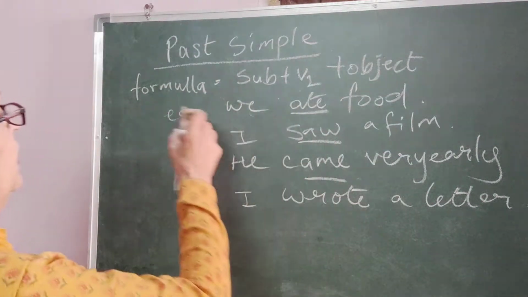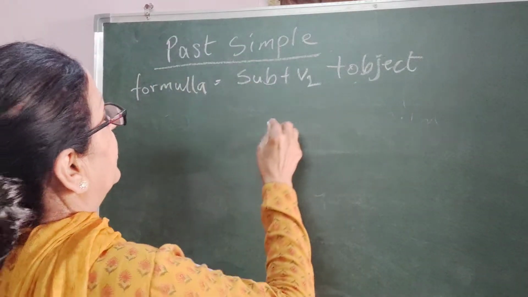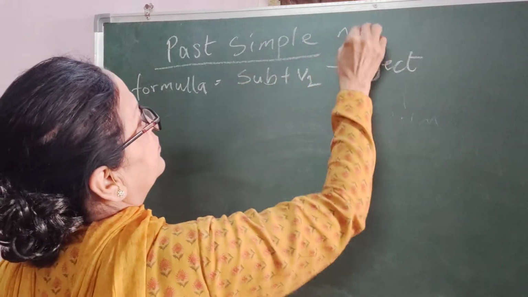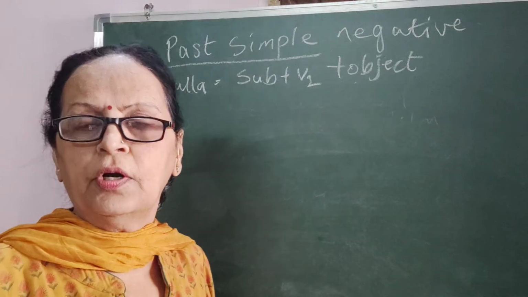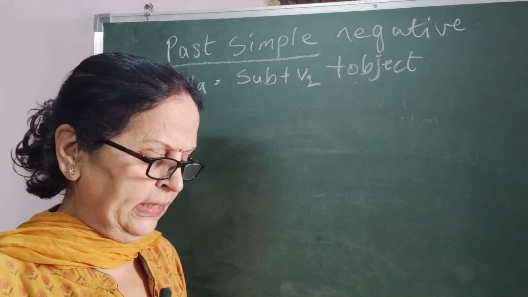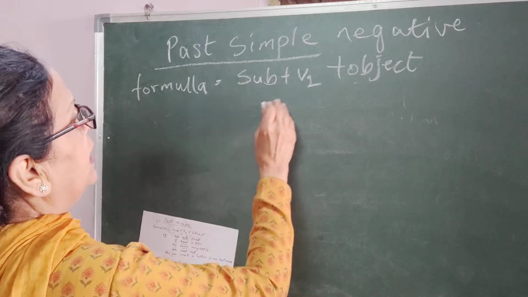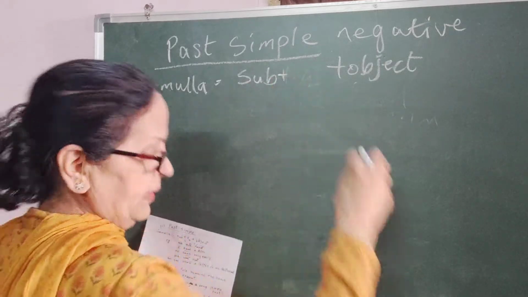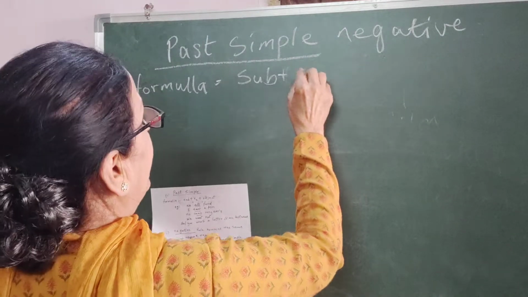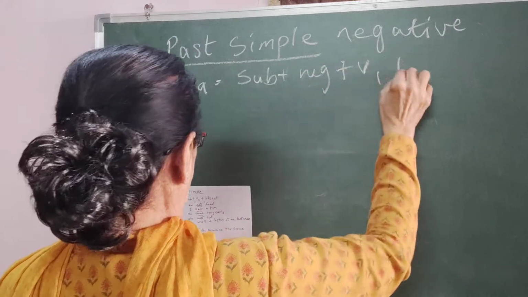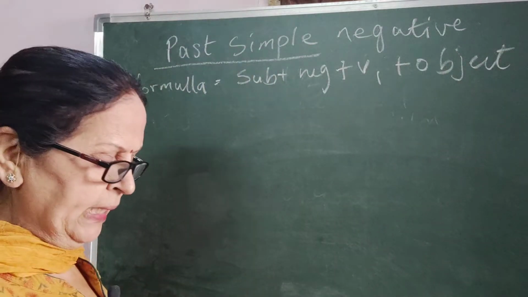Now we proceed with the past simple negative sentences. For negative sentences, you know negative means no. You are not going to do. I am writing a letter, I am not writing a letter. So rule remains the same. But the only thing is subject in between, you are going to add negative. Negative means not. You are going to add negative plus verb 1 plus object. Rule is the same as we have done in present.